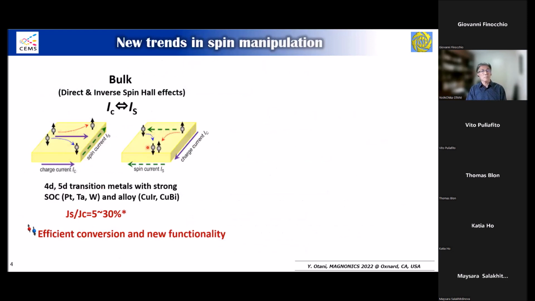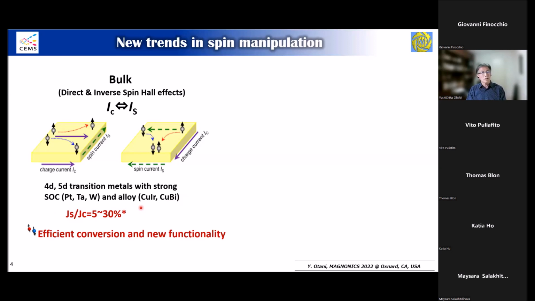So I'd like to just mention, we use the spin Hall effect, which is a bulk effect. As you know, with 4d or 5d transition metals with strong spin orbit coupling, such as platinum, tantalum, and tungsten, and also doping copper with iridium or heavy metal bismuth, we can get a large so-called spin Hall angle. That is the ratio of how much spin current can be extracted from charge current. Nowadays, it ranges from 5 up to 30% or so.